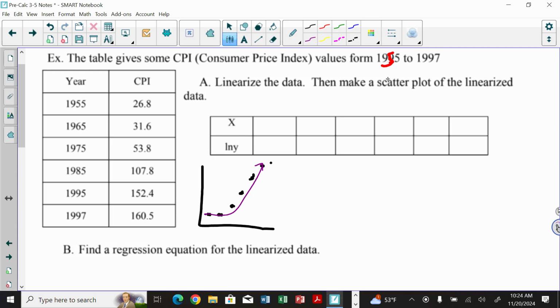So maybe it's an exponential model. So because it's exponential, I'm going to go x and then the natural log of y. So my x's are all going to stay the same in here, going up by 10 years each time, except the last one, into 1997. And so now I just take my value here and I take the natural log of that. And I end up getting like 3.29 here, 31.6.